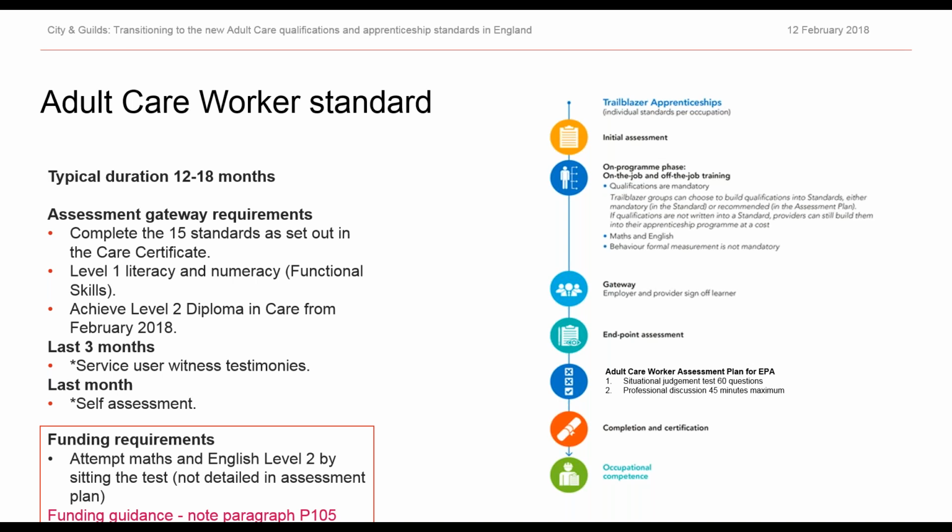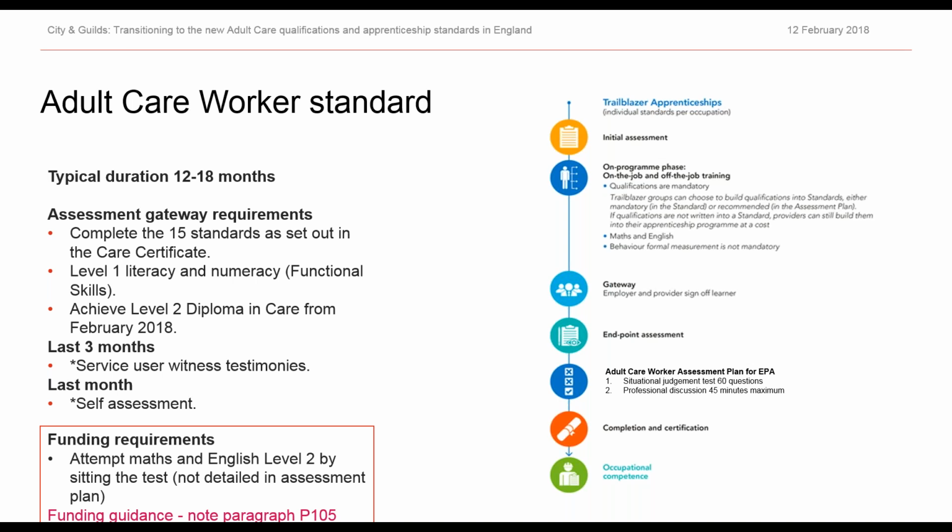The last two bullet points, service user witness testimonies and the self-assessment: in my previous webinar, I did refer to these being taken out of a revised assessment plan when in fact they haven't been. So back in March, we were told that these two things were going to be taken out of the standards, but actually they're still in the assessment plan, and so they will need to be covered. For the service user witness testimonies, the apprentice will need to gather those in the last 3 months of their apprenticeship, and also carry out a self-assessment activity in the last month.